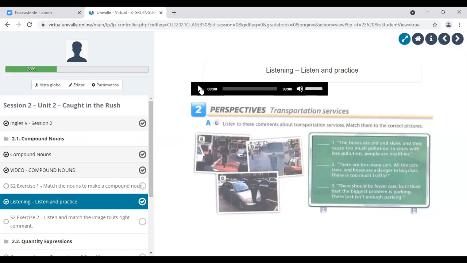Okay. And here we have the listening part. Perspective transportation services. We're going to listen. Listen to these comments about transportation services and match them to the correct pictures. But we're just going to have the listening part.